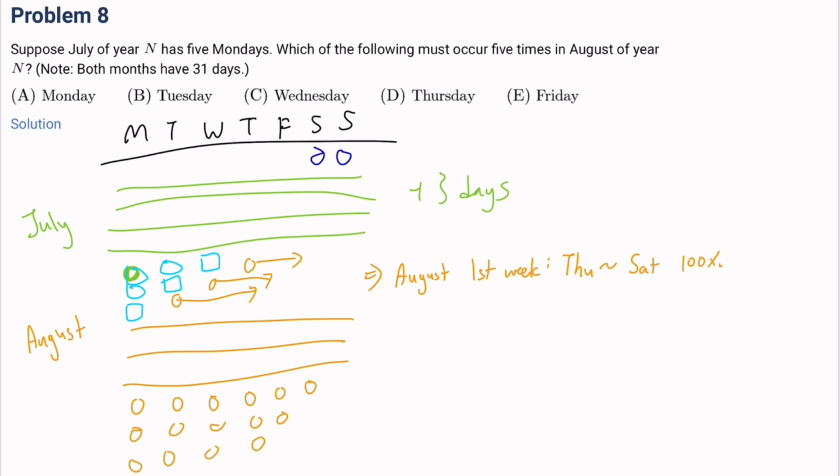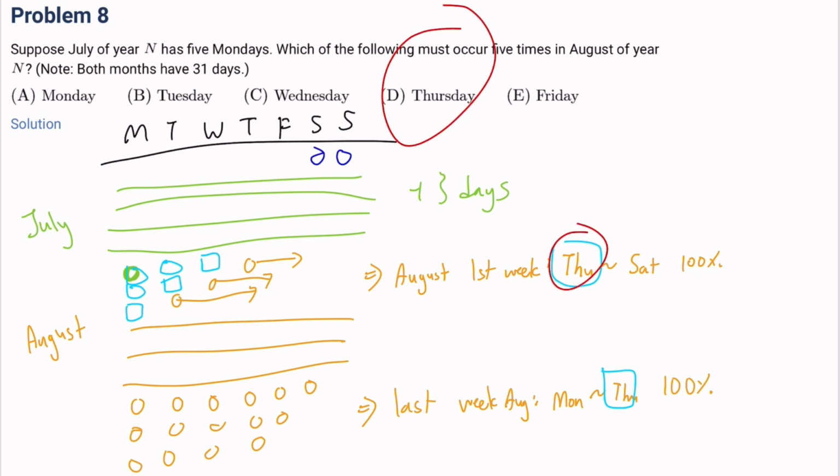And so if we look at the last week of August, Monday to Thursday will always be there, 100%, right? Because Monday to Thursday, that's always there in the last week of August. And if you see, the only day that overlaps is Thursday, right? So that means Thursday must occur 5 times in August of year n. So the answer is Thursday.